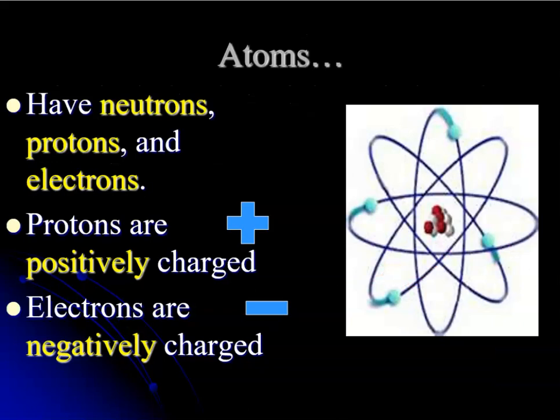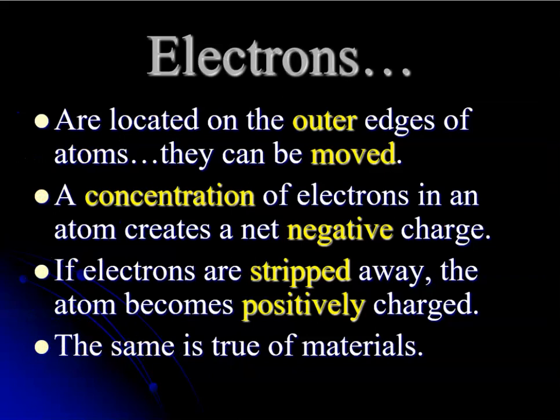Again, going back to chemistry, you should remember that atoms have neutrons and protons in the nucleus and electrons outside the nucleus. The protons have a charge that is positive, and electrons have a charge that is negative. Now, the electrons are located on the outer edge of the atoms, and they can be moved. At least the valence electrons can be moved. If we have extra electrons, then we are going to have an atom with a negative charge. If we have electrons that are stripped away, the atom is going to become positively charged because we have more protons than electrons. Now, the same thing is true of materials, not just atoms.